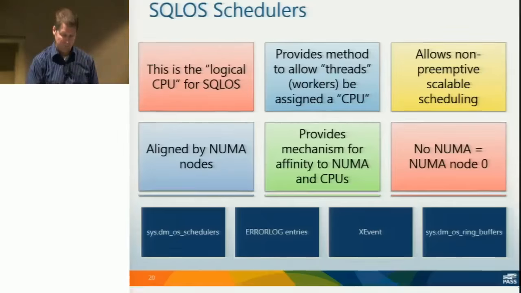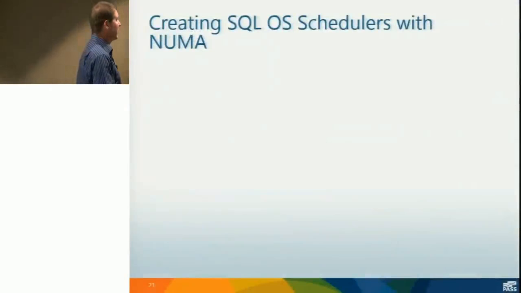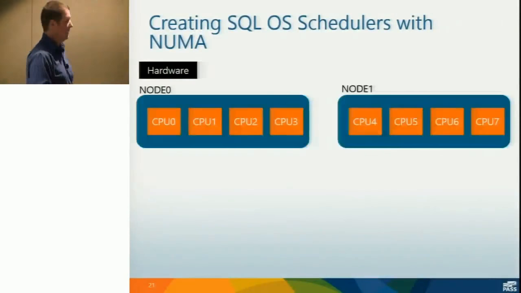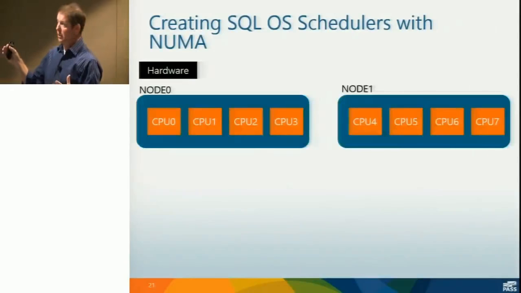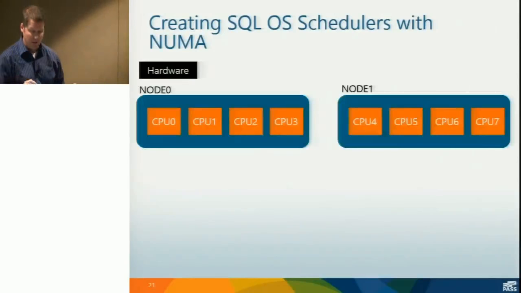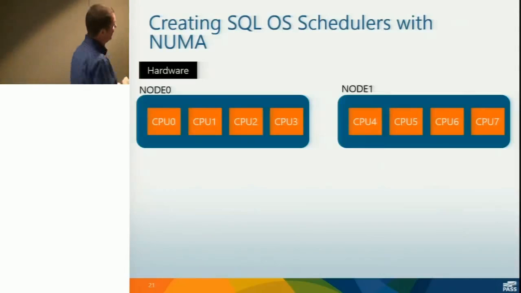I love to do little crude diagrams to visually show what I'm talking about here, so bear with my crude diagram. SQLOS schedulers with NUMA work this way by default. Consider a scenario where you have hardware with 2 nodes with 4 logical CPUs on each node. That's the basics here. Notice I went 0 to 3, 4 to 7. I didn't do it reversed for you. I should have probably done that, but I just noticed that when I was putting this together.